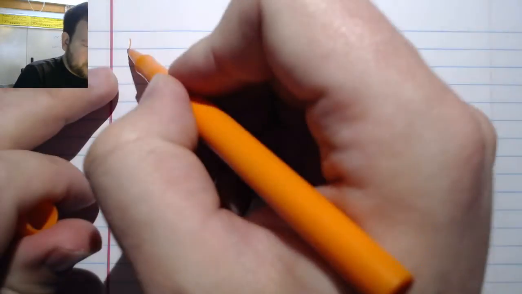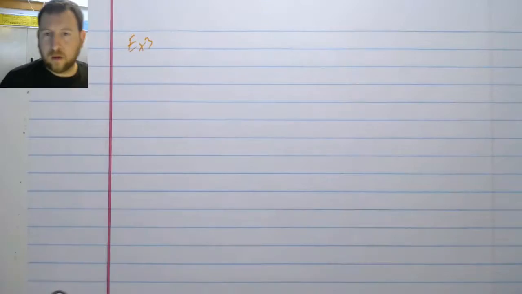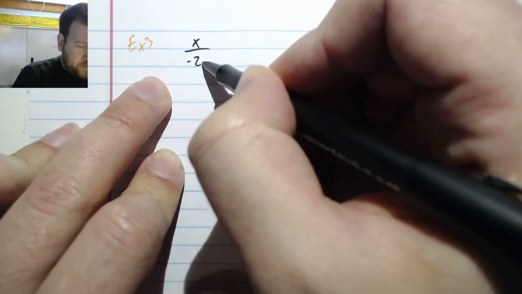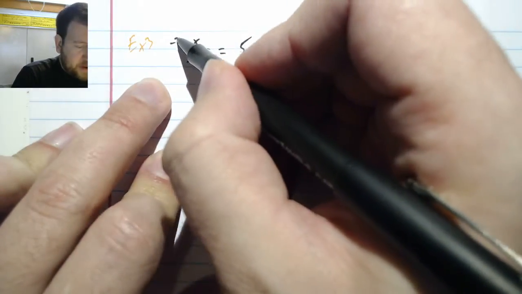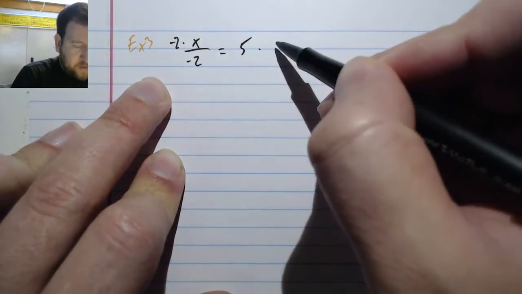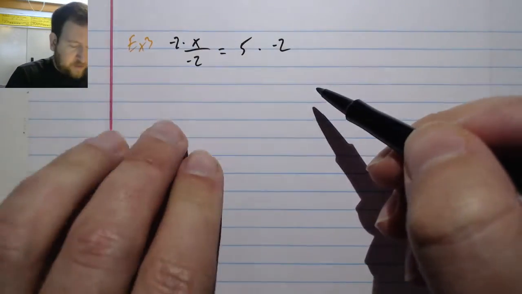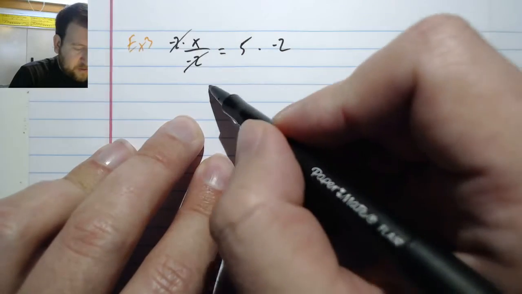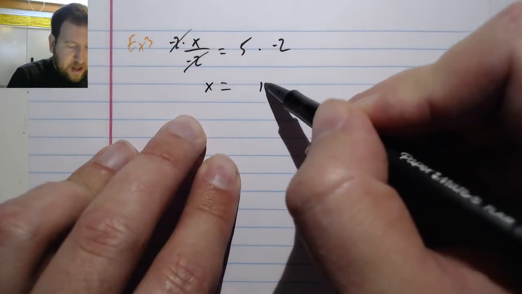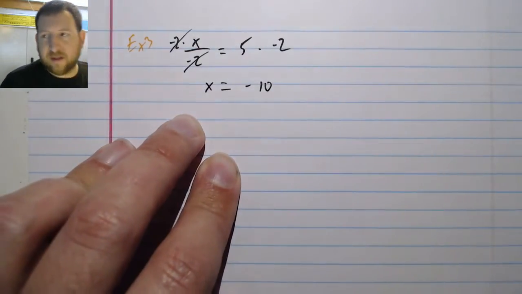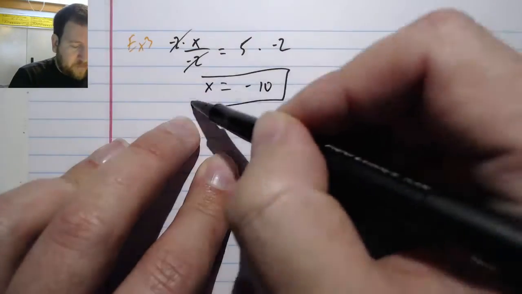Example 3. All right, we're going to go with x over negative 2 equals 5. Okay, I'm going to multiply by negative 2 on the top, and I'm going to multiply by negative 2 on this side as well. I'm going to cross off my negative 2's, so I get x equals 5 times negative 2. 5 times 2 is 10. Only one of them is negative, so I'm going to get a negative 10 for my answer.